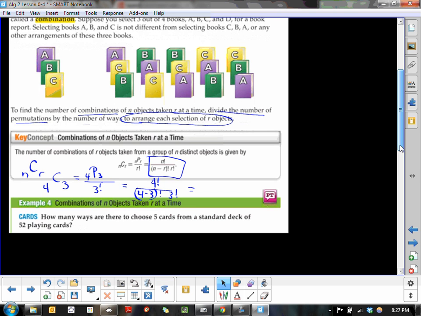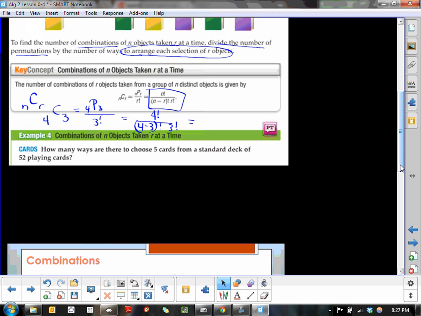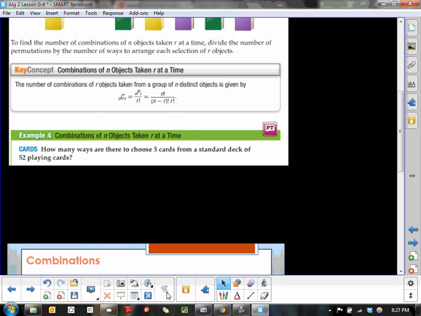Okay, so we're going to apply our information in combinations. What you really need to be able to do is distinguish between a permutation and a combination. Is the order important, or is the order relatively unimportant?